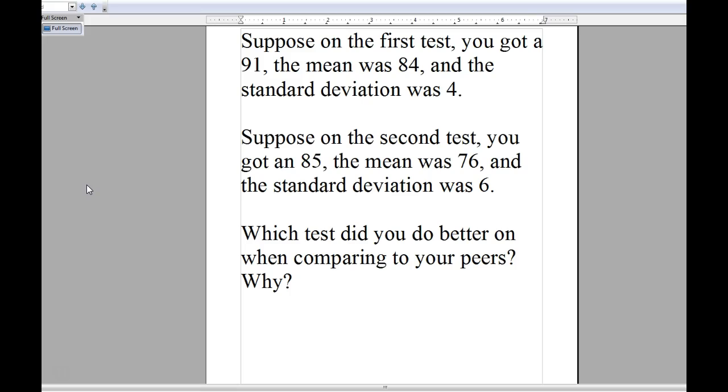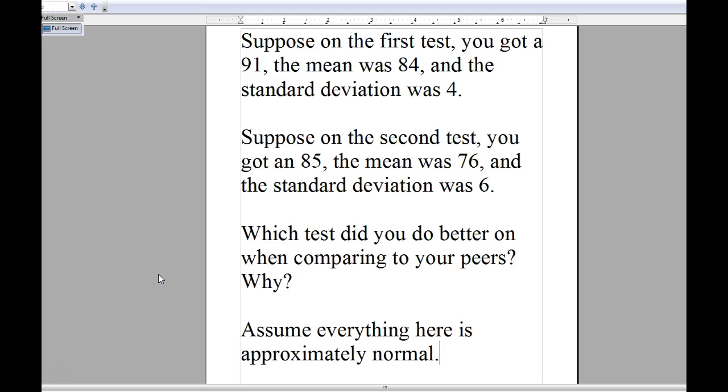So are we supposed to assume that the graph is normal? Yeah, I should be on every one of these saying that we assume they're approximately normal. I didn't say it, I should have, so assume everything here is approximately normal. Show me graphs too.